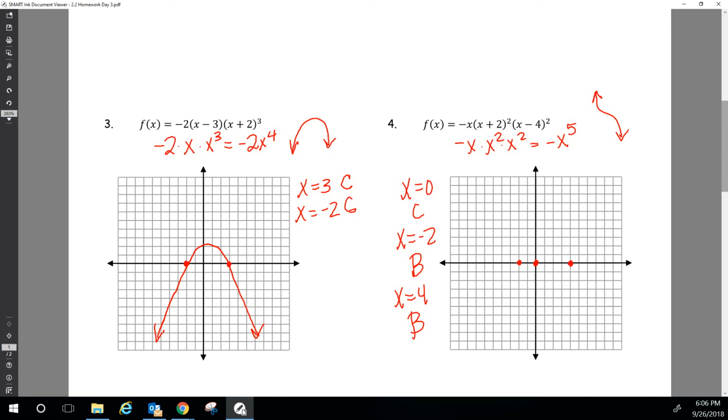We're going to start high. We need to end up low if we get it right. So starting up high, at -2, we are bouncing. At 0, we are crossing. At 4, we are bouncing. And we end down low. That's kind of a pretty looking thing.